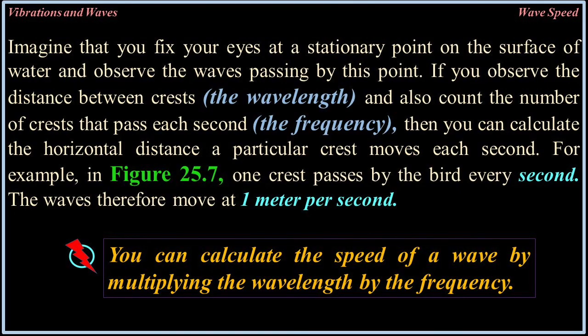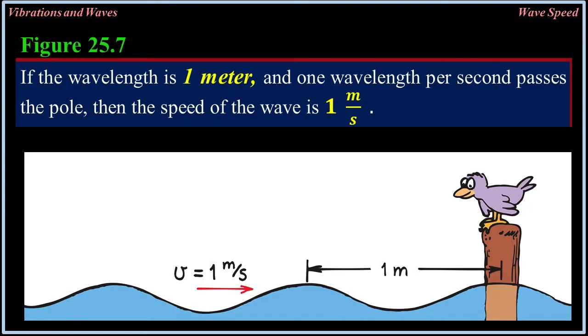Imagine that you fix your eyes on a stationary point on the surface of water and observe the waves passing by this point. If you observe the distance between crests, the wavelengths, and also count the number of crests that pass each second, the frequency, then you can calculate the horizontal distance a particular crest moves each second. For example, in figure 25.7, 1 crest passes by the bird every second. The waves therefore move at 1 meter per second.